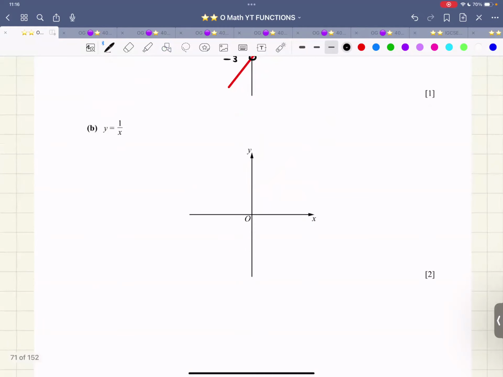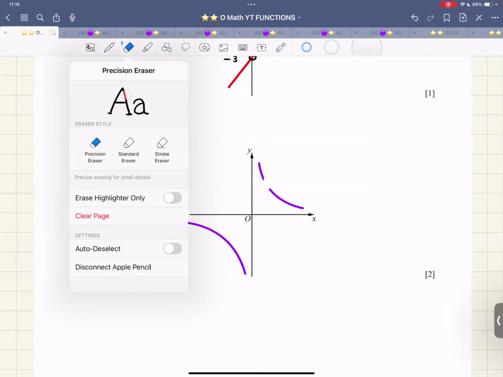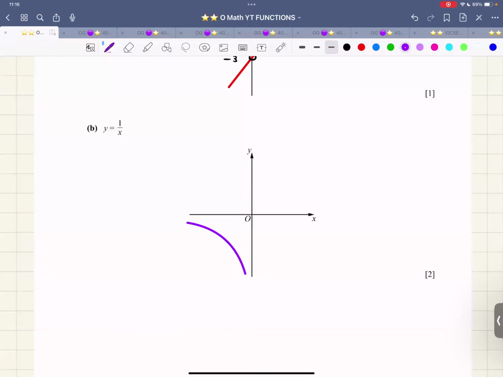Y is 1 over x. So 1 over x will be drawn like this. Something like this. Something like this. As long as it's a curvature, it will make sense. Let me just erase the stroke. Like this. And make sure to label the asymptotes. This is y is equals to 0, horizontal asymptote. This is x is equals to 0. That is vertical asymptote. Got the idea?